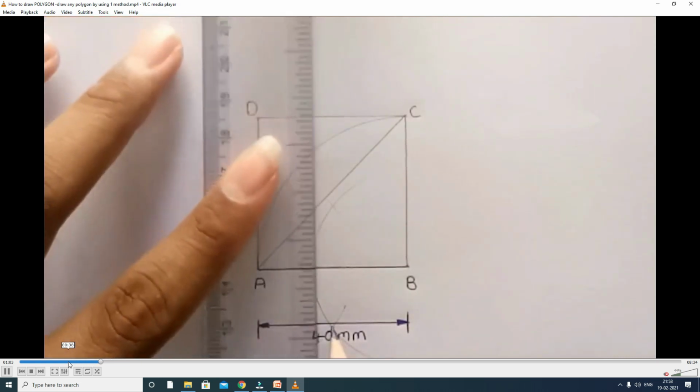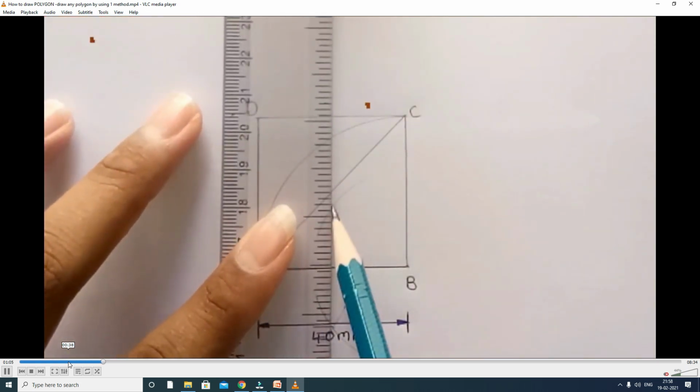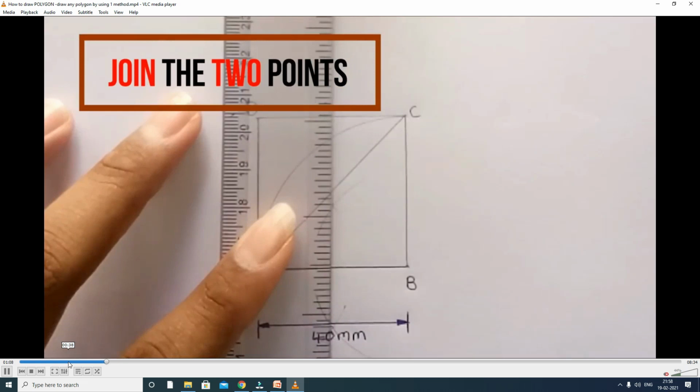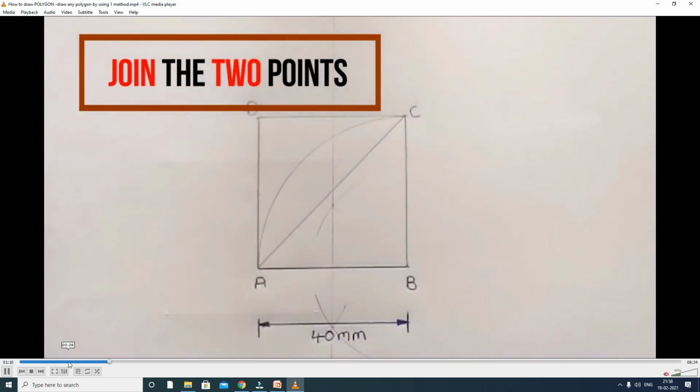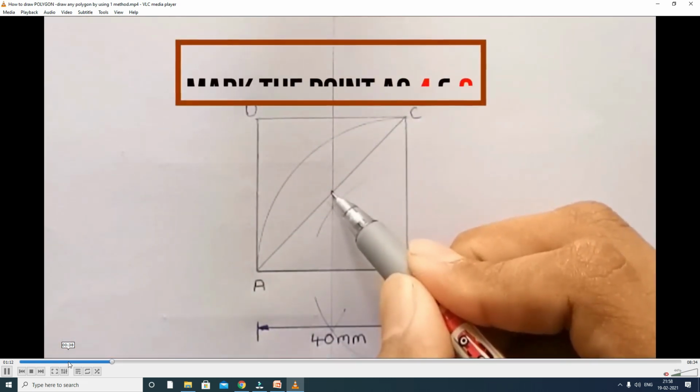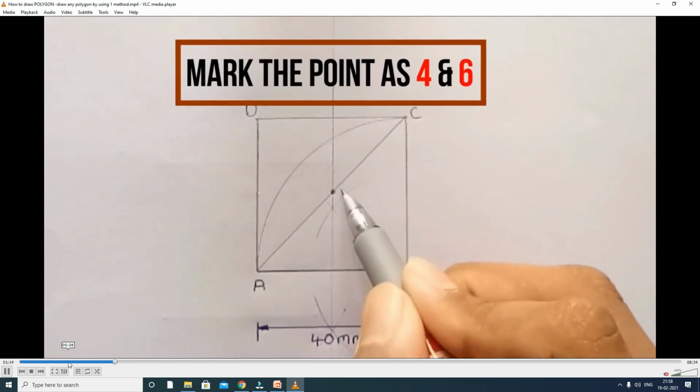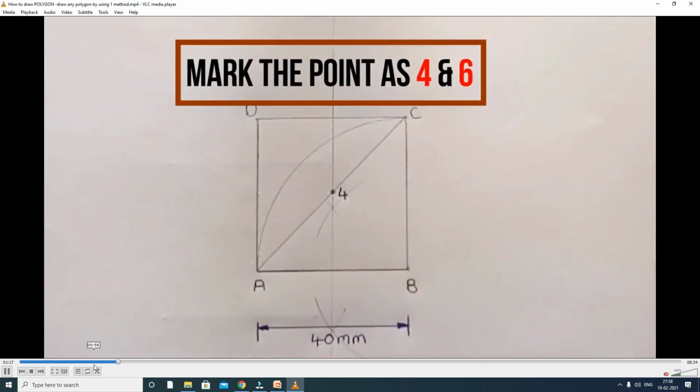Now next we bisect the line. A to B is a distance of 40 mm. Then we take more than half of the distance, and we bisect the line. A to B is the bisecting process.